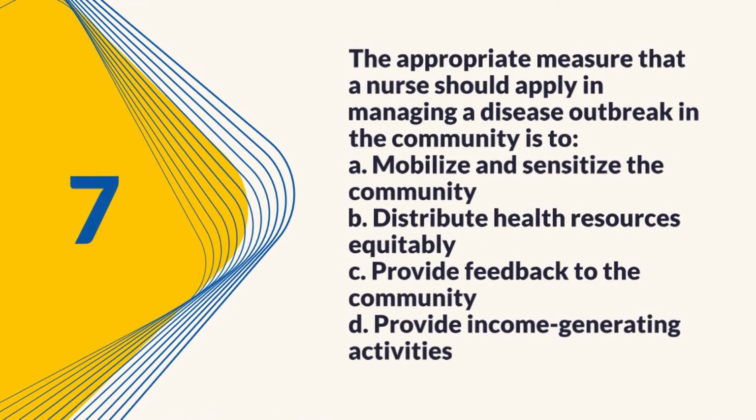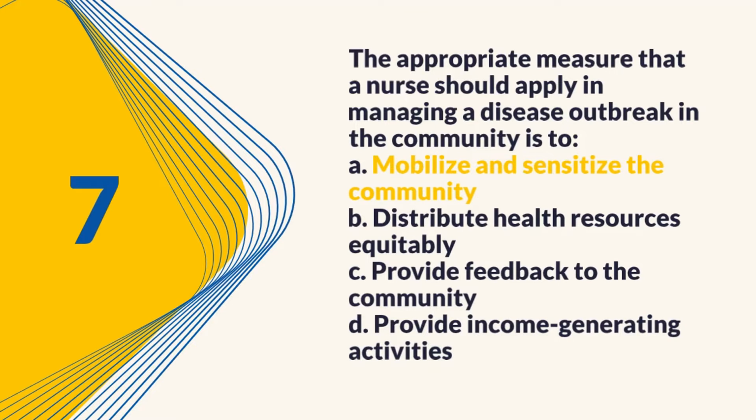7. The appropriate measure that a nurse should apply in managing a disease outbreak in the community is to A. Mobilize and sensitize the community, B. Distribute health resources equitably, C. Provide feedback to the community, D. Provide income generating activities. Answer is A. Mobilize and sensitize the community.